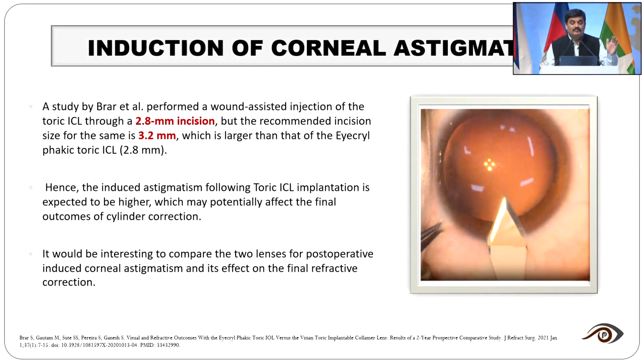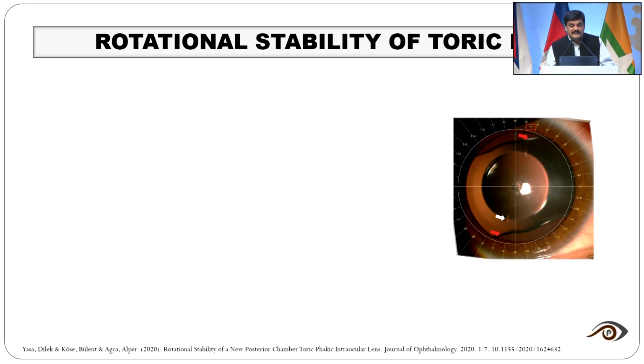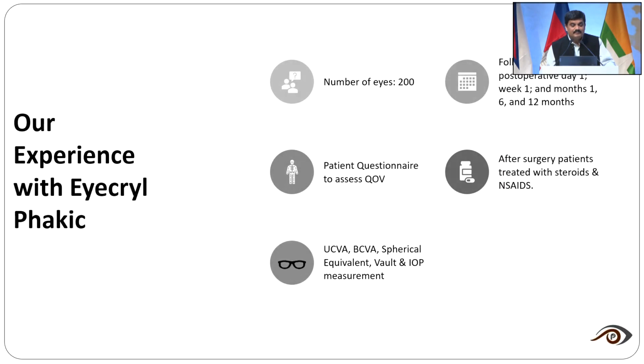Of course, regarding induction of corneal astigmatism, I want to compare: normally the ICL goes through a 3-point incision, whereas the acryl phakic goes through a 2.8 incision. We need to study this; the level of astigmatism induction will be much lesser with the acryl phakic lenses. This is about rotational stability. Normally rotation of 5 degrees occurs in 17% of patients, and less than 10% were seen at 3 years in most cases. The reports show rotational stability equally with the ICL and the other lenses.